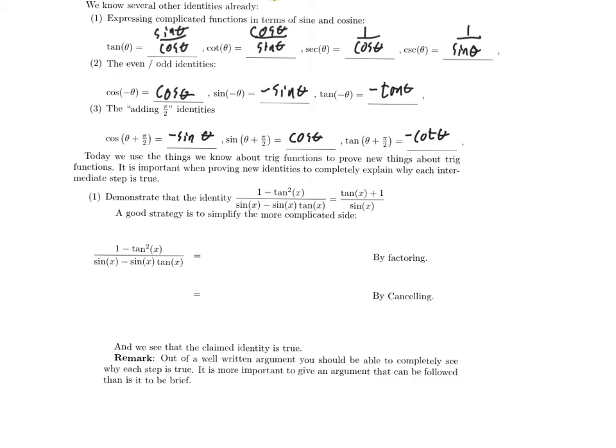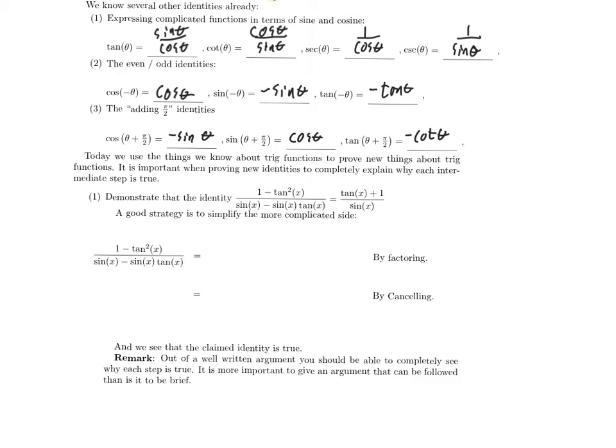So let's start with this. Here's a thing that I claim is an identity. I claim that 1 minus the square of the tangent of x, divided by sine x minus sine x tangent x, is equal to tangent of x plus 1 all over sine x. And let's try to figure out how to prove that.